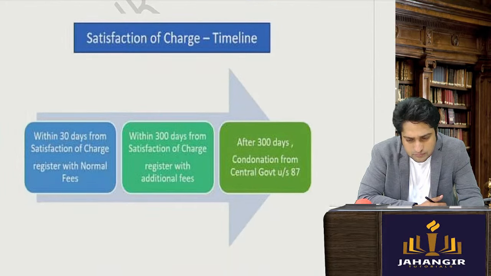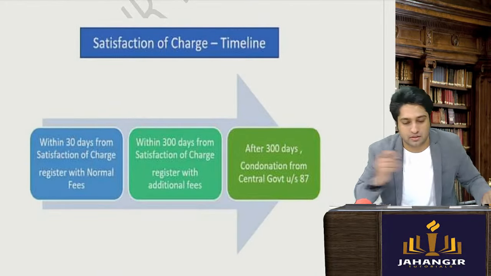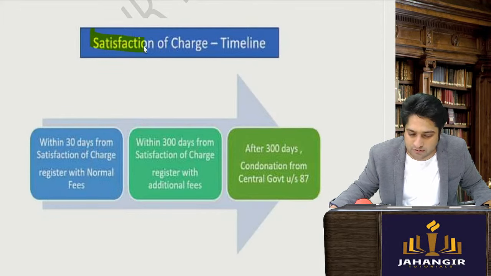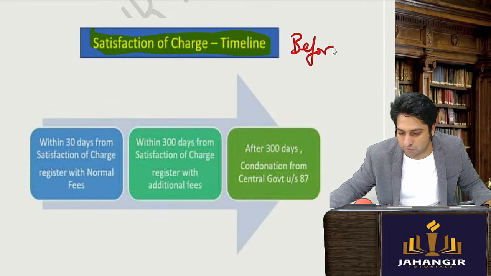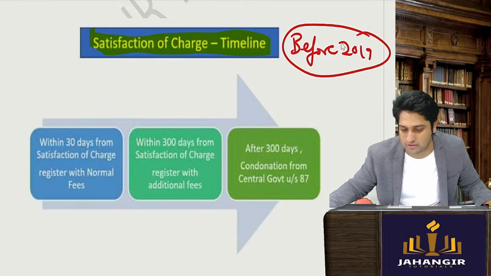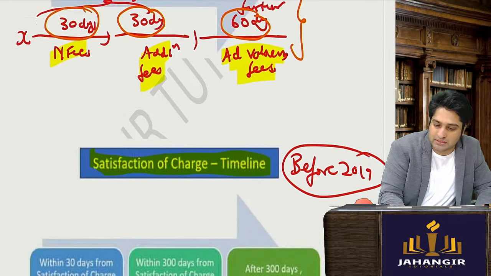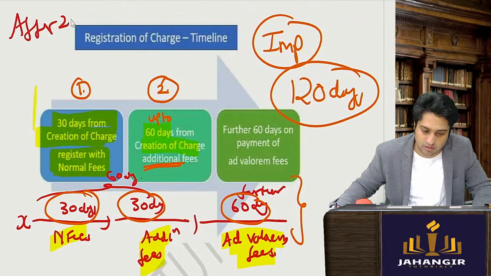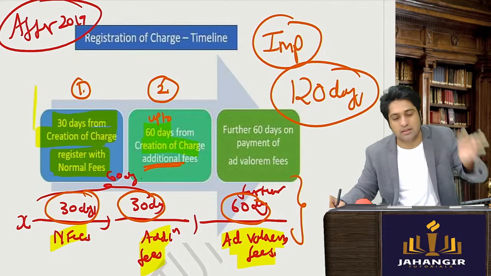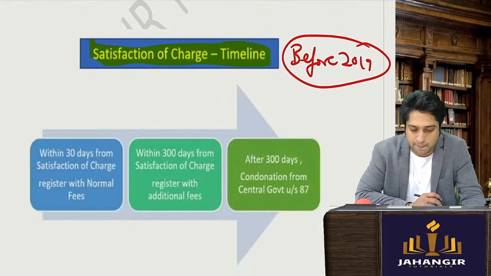Next. Now this was after 2019. Before 2019, which is not important for us now, the timeline was different, so that is outdated, the earlier time period. This is the timeline after the 2019 amendment. So 30, more 30 and 60 is what we have to remember.